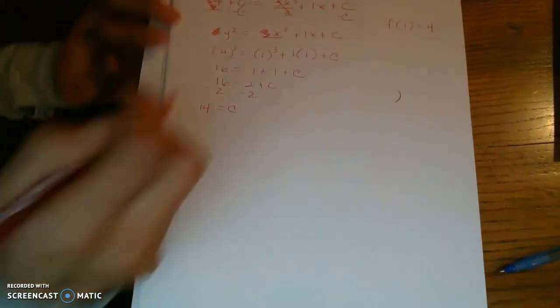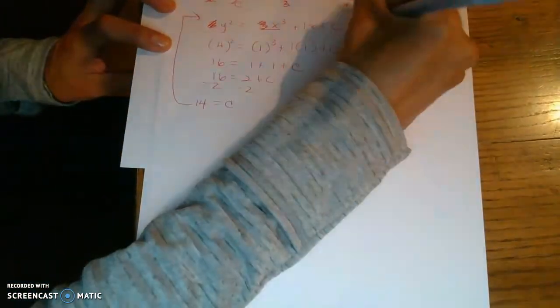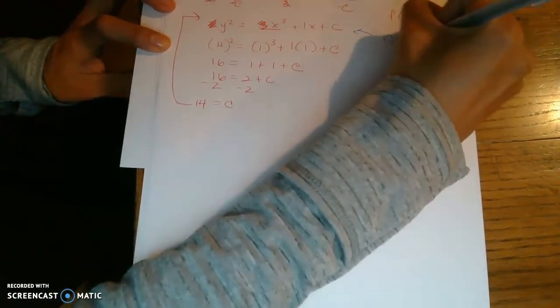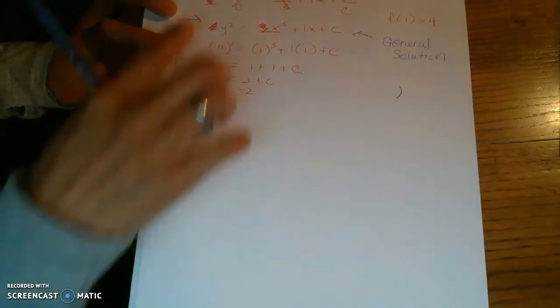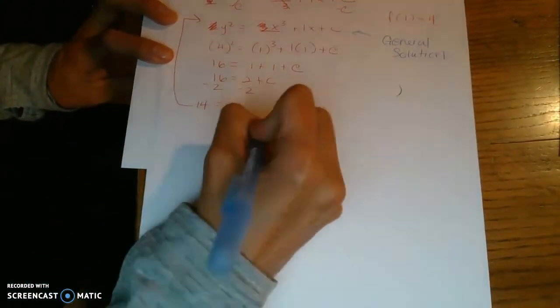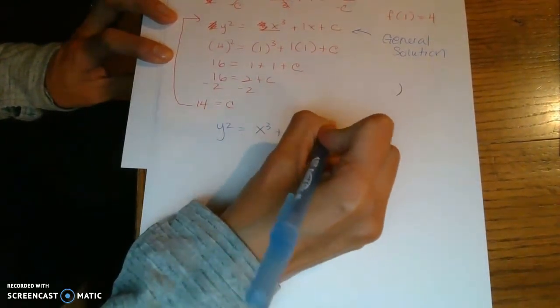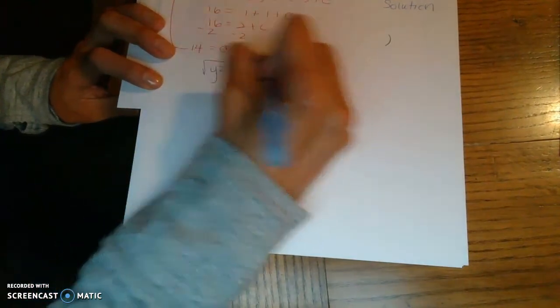So I'm happy. Now at this point, I go back to what I call my general solution, with that plus c at the end. And I plug in the 14. I get y squared is equal to x cubed plus 1x plus 14. And now I just want to solve for y as they asked me to, and rename it f of x after we're done. And I square root.